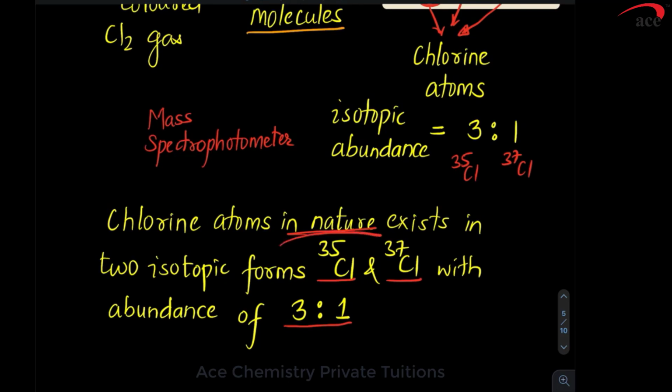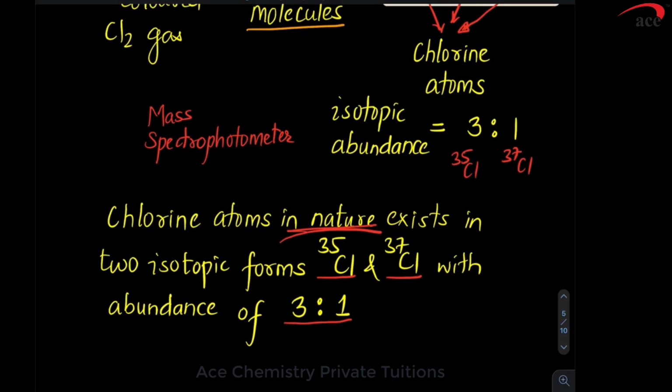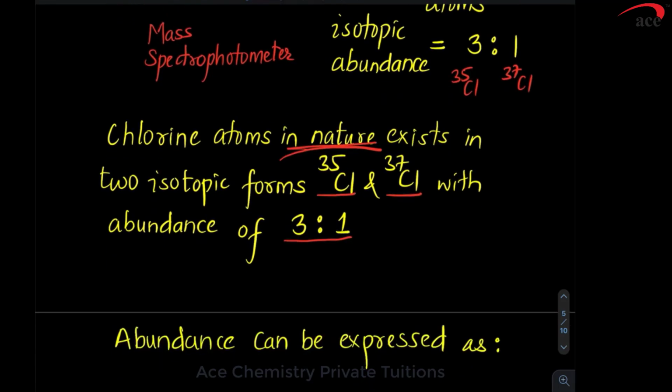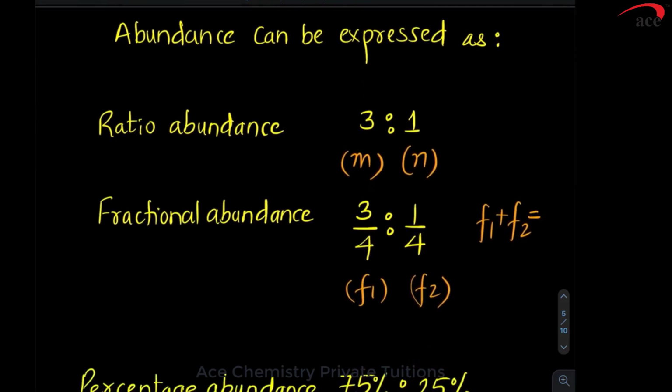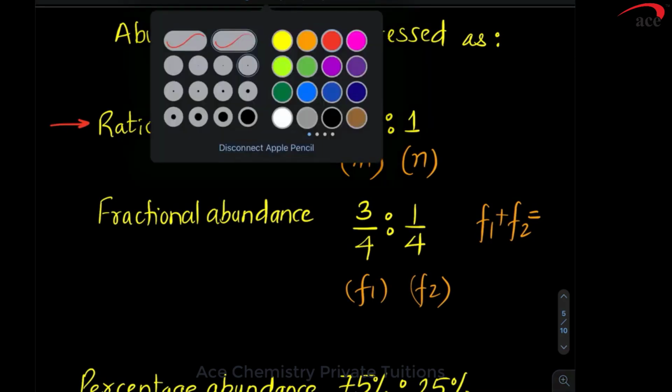It is natural abundance. Human beings do not participate or are not responsible for such abundance of elements. And for your information, all the elements of the periodic table have isotopes. That means such abundance exists for all. This data of abundance can be expressed as a ratio.